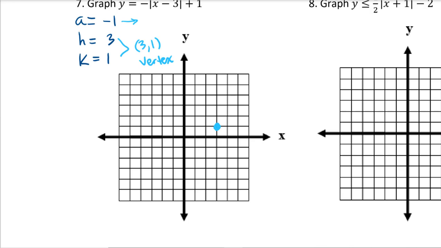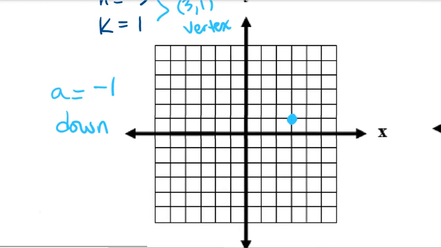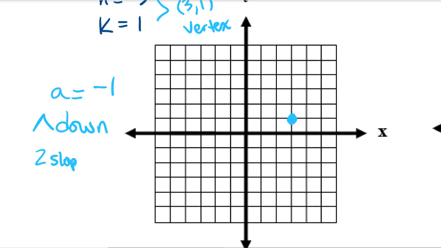So the first thing, let me write this over here. A equals negative 1 tells me that my equation, my graph, is going to open down. So it's going to look like that. The other thing it tells me are my two slopes. So both of my slopes are going to be positive 1 and negative 1.